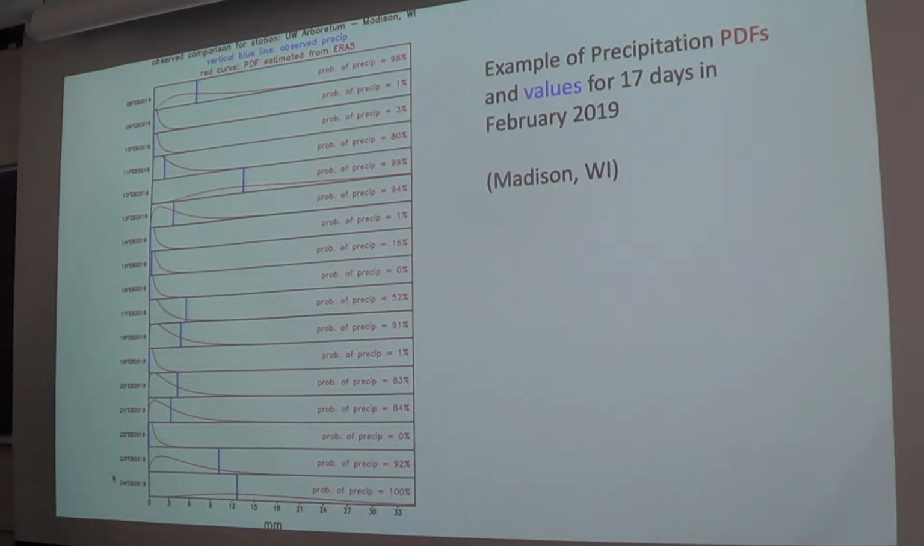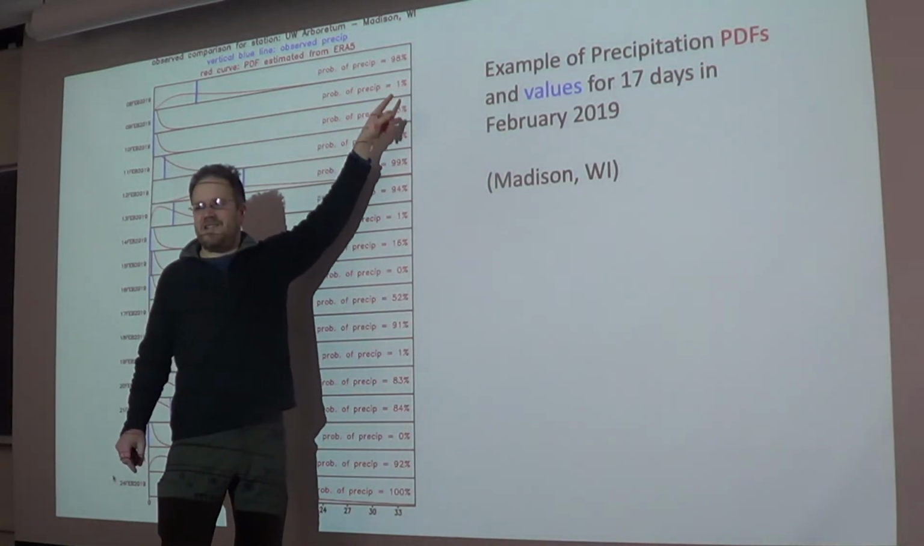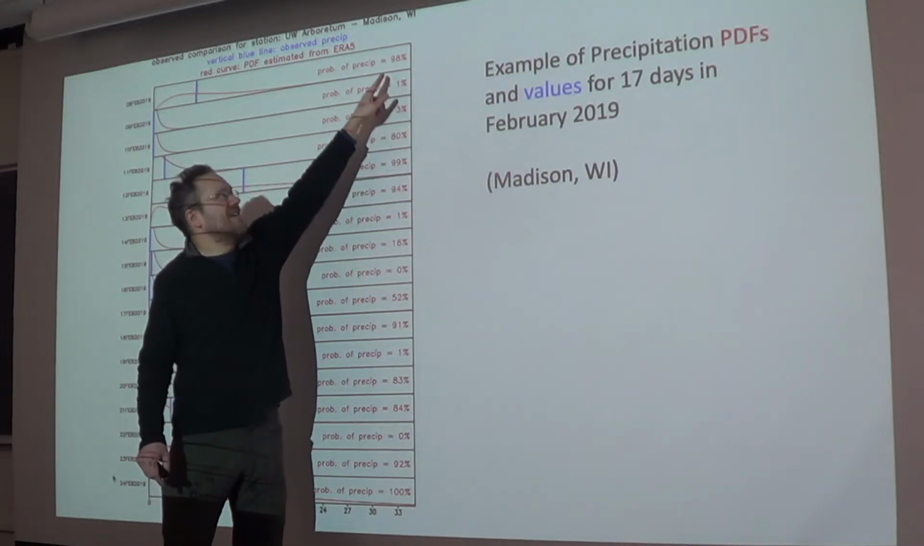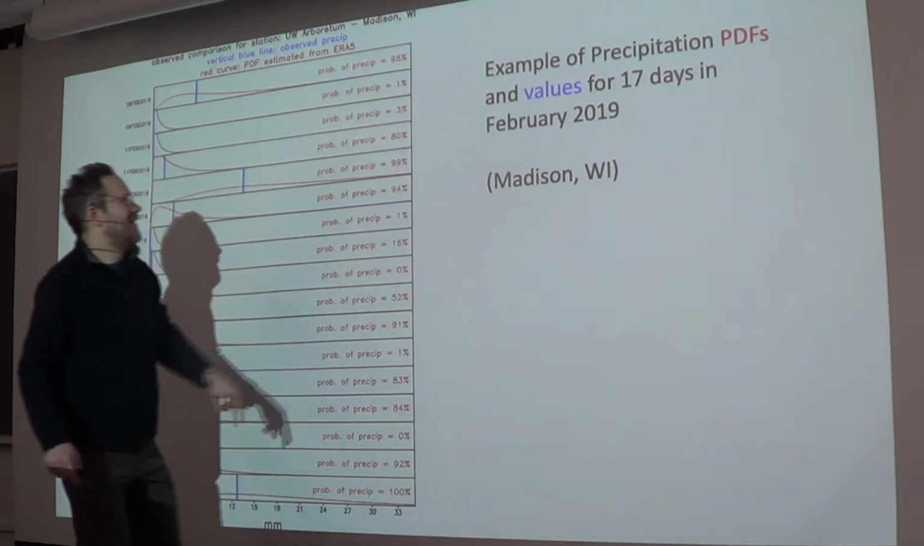And then the red is a PDF that we get from our method. So again, it's not deterministic. We have a range of possibilities, and this is our guess of the PDF based on our statistical fits. And then there's one more component of the PDF that's relevant, and that's the probability of precipitation for that day. Like there's a 98% chance there, then 1%, and so on.